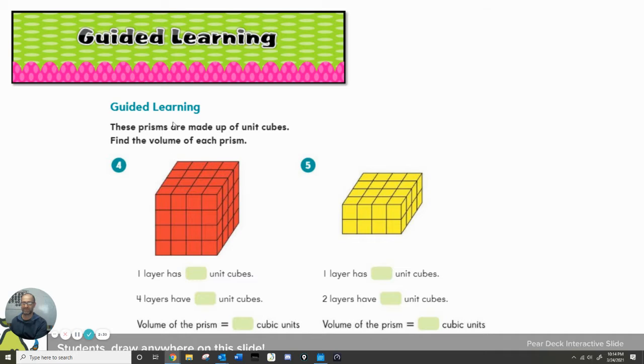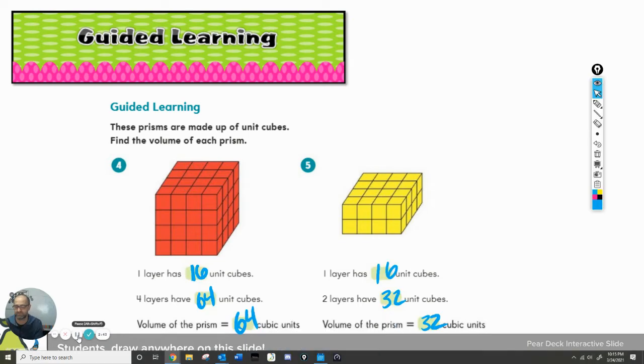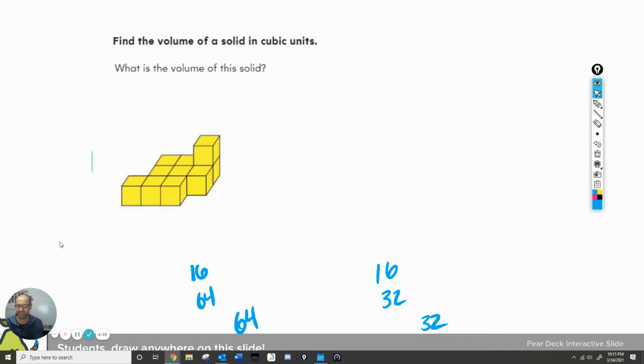Okay, take a look here. It says these prisms are made up of unit cubes. Find the volume of each by filling out the little guided chart below. I'm going to pause for a second so I can make the answers appear. You pause and solve it. Go. Look how fast those answers show up. Do you agree? Of course you agree. You've got this. Any questions, send them off to your teacher, but I think you can handle it.